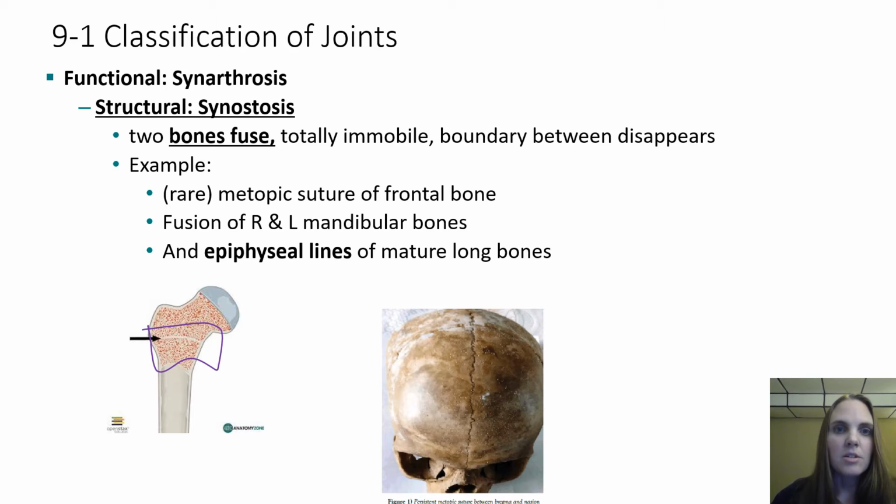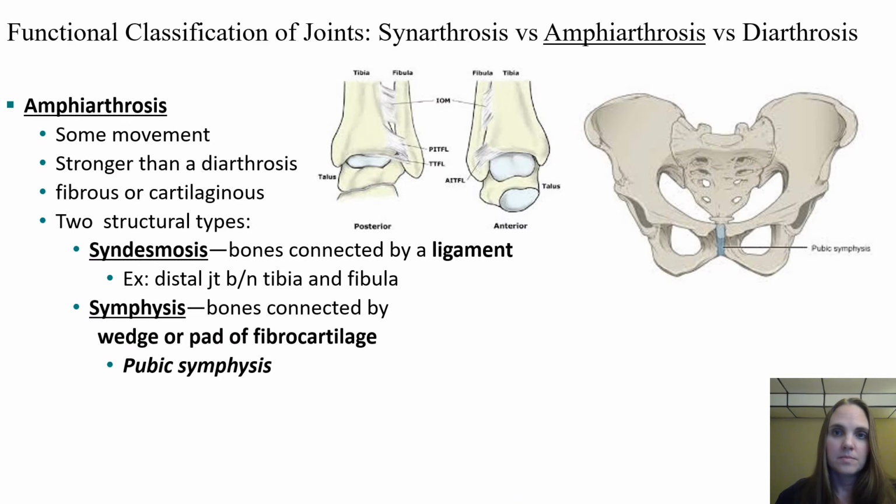There are also, in rare instances, there can be a synostosis of the frontal bone. Normally the frontal bone is just one solid bone during development, but sometimes it can actually be two bones. And then we get this suture that ends up completely fusing and becoming one frontal bone, and that is another example of synostosis. So those were our synarthrosis, our immobile joints.